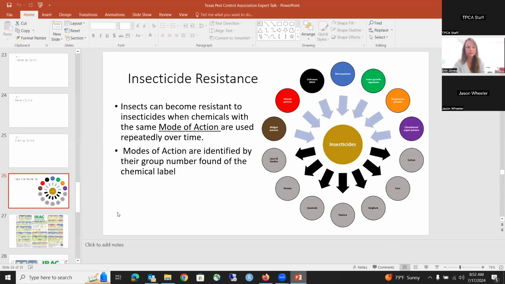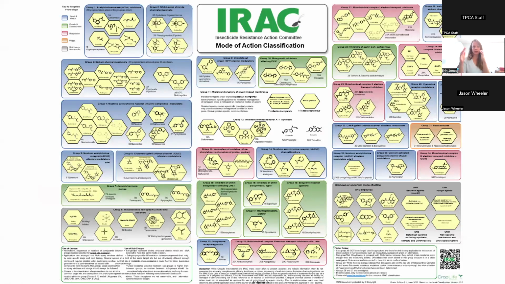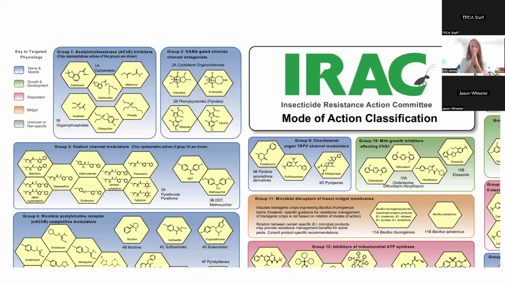I have this poster on here. Okay, so this is what the poster looks like. If you look at it on the website, I know you can't read any of it, so I have zoomed into part of it so you can see what it looks like. Each one of these little squares has a group number, and that represents a mode of action. So here we've got group number 1, there's group number 2. Let me see. I'll talk about group number 3.